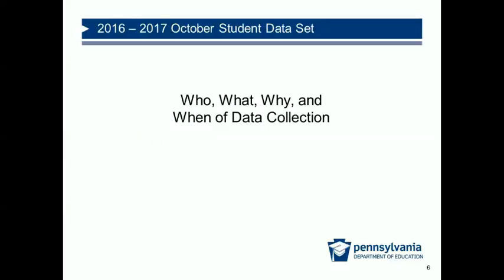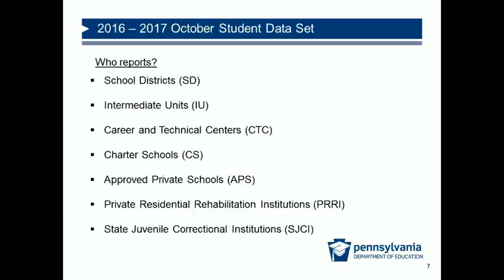The who, what, why, and when of data collection. Who reports? All LEA types are required to report. That includes school districts, intermediate units, career and technical centers, charter schools, approved private schools, private residential rehabilitation institutions, and state juvenile correctional institutions.